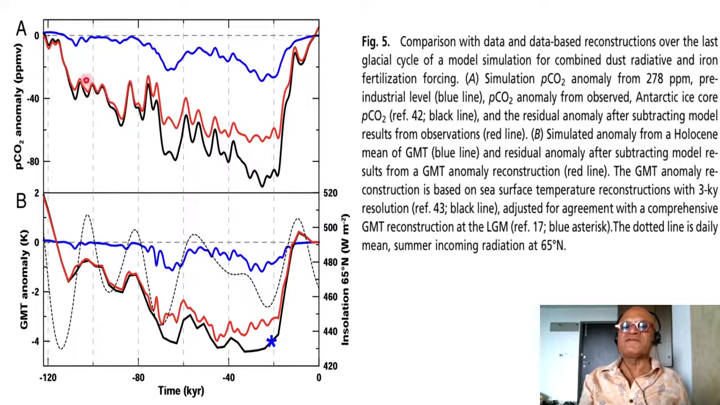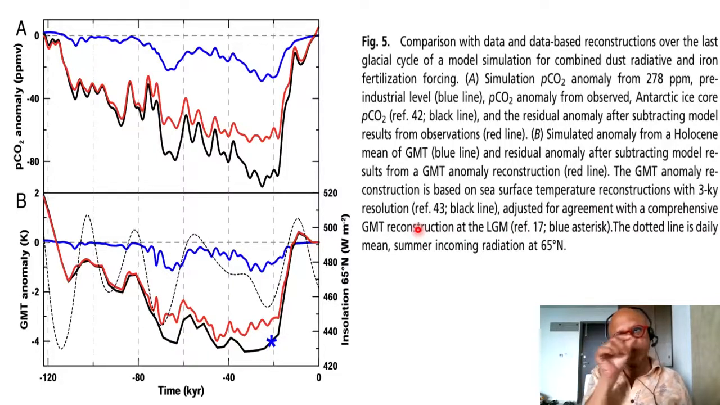The pCO2 anomaly from the observed Antarctic ice core is this black line, and then there is the residual anomaly after subtracting model results from observations, which is a way of making sure the model is not going crazy. You can see the high correlations there, except for some differences. B is the simulated anomaly from a Holocene mean of the global mean temperature, and the residual anomaly after subtracting model results from a GMT anomaly reconstruction, which is shown in the red line. The GMT anomaly reconstruction is based on sea surface temperature reconstruction with a 3 kiloyear resolution.